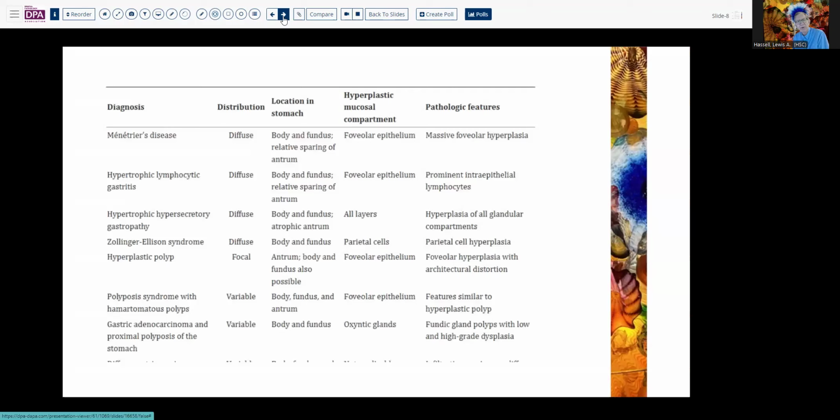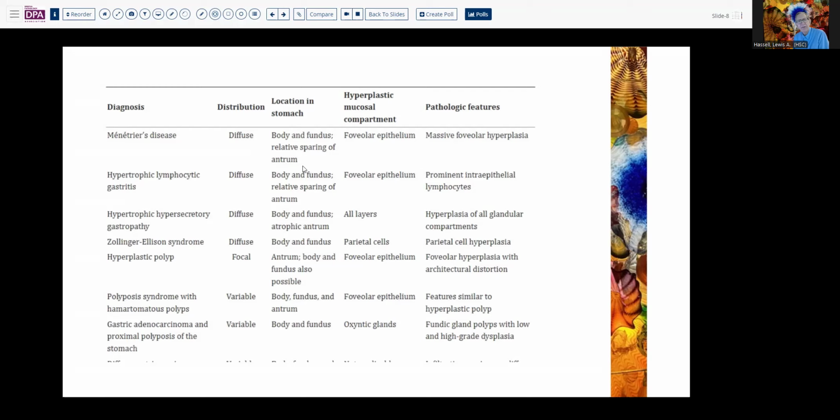So we mentioned there's a number of things in the differential, and here is just a nice breakdown. As you can see, these that we've mentioned, Menetrier's disease, hypertrophic lymphocytic gastritis, hypersecretory gastropathy, and Zollinger-Ellison syndrome, are all very diffusely located and primarily in the body and fundus. They, particularly Menetrier's and hypertrophic lymphocytic gastritis, are pretty exclusive to the foveolar epithelium, and that is very useful.